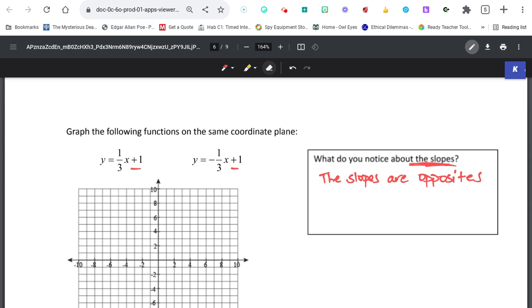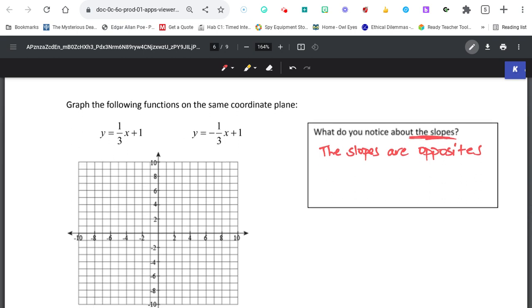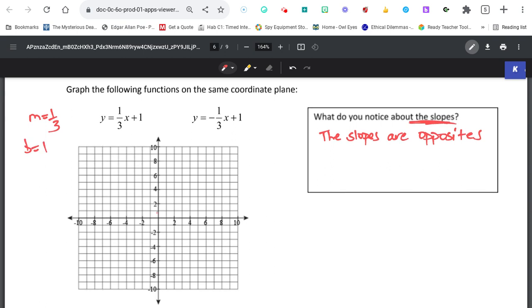All right, so if the slopes are opposites, let's take a look and see what the graph looks like. So the slope is 1/3, the y-intercept is 1. We're going to begin at 1 on the y-axis and rise 1, run to the right 3. Or we're going to go down 1 and to the left 3. And I'm going to graph that original line. And that's the red one.